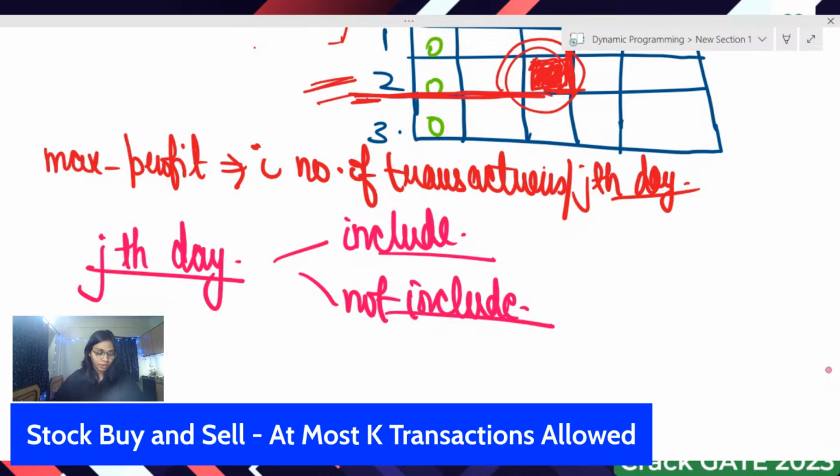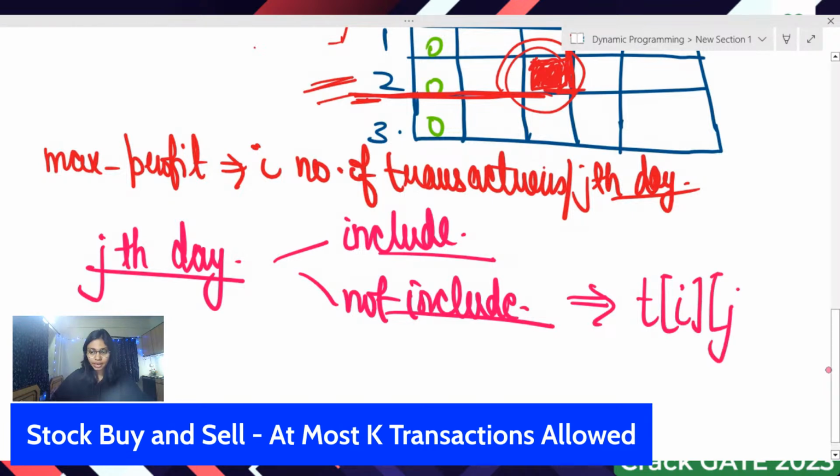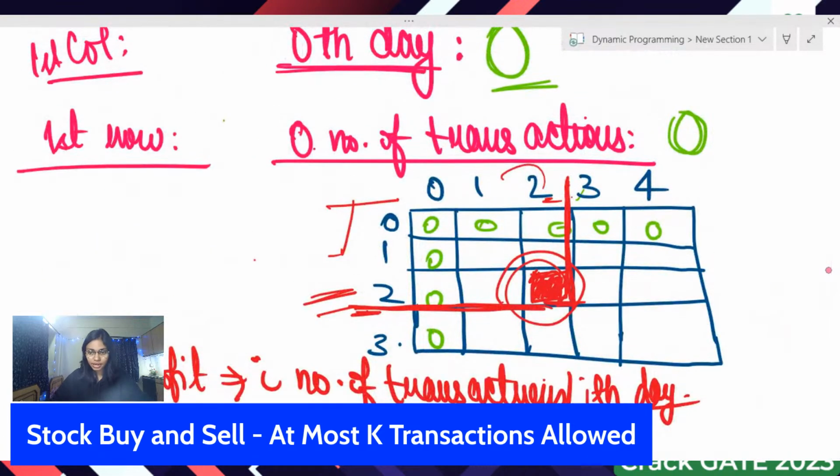So when you are not including it, the simple profit you will get is equal to T of I and J minus 1. It will be equal to the profit that was made the previous day. If we are at this point and you have not included the value given here, you will simply get the value that you got in the previous day's transaction.